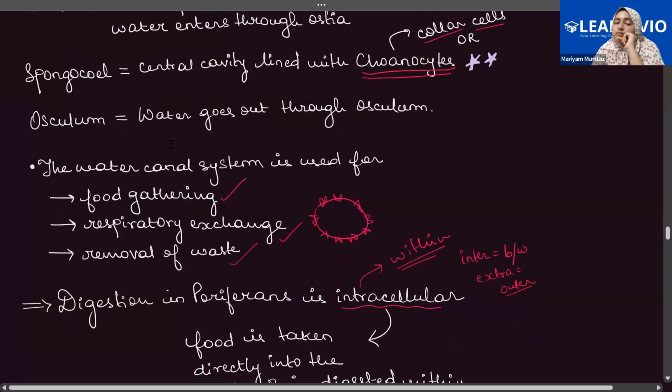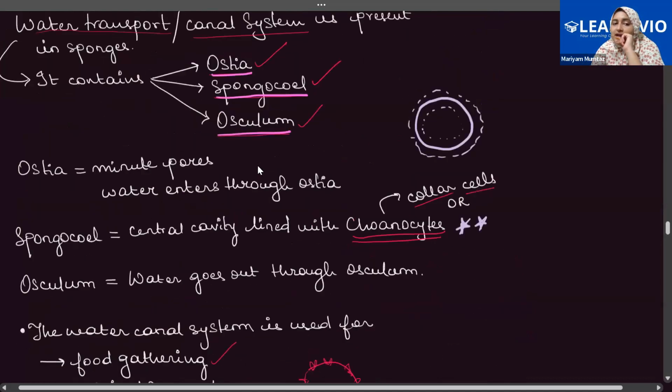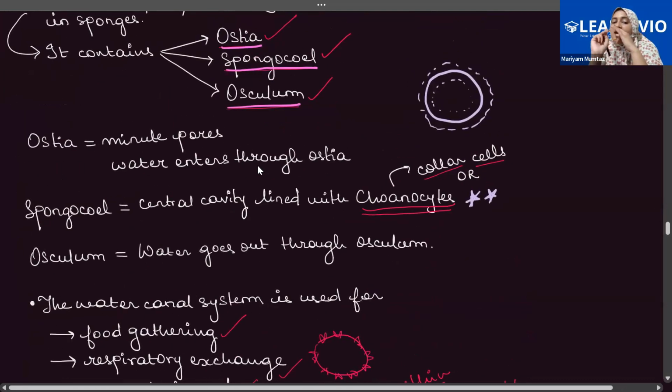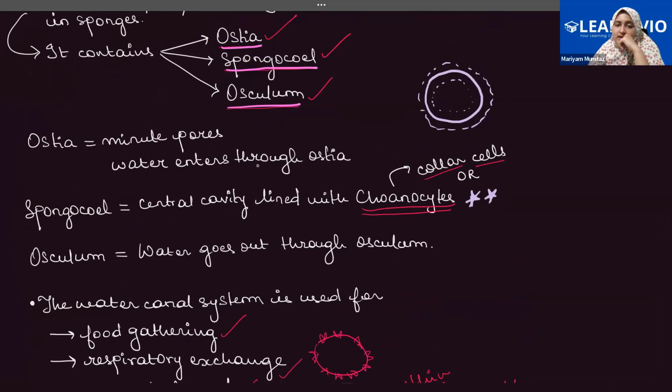Lastly, there is the osculum. Again, it is a pore-like structure through which the water goes out of the body. So that is out of the cell. So ostia, spongiocele and osculum, they make up.